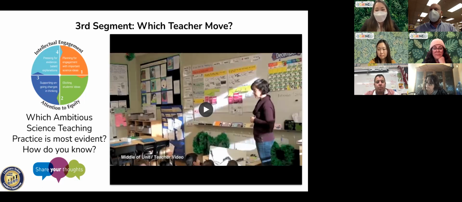So we're just going to share out in the chat or unmute which teacher move or ambitious science teaching practice did you find was most evident, and how do you know? I see a 4, possibly pressing for evidence-based explanations. I see some 3s, supporting ongoing changes in thinking. Revisiting changing ideas, those are some of the key words that we're hearing.